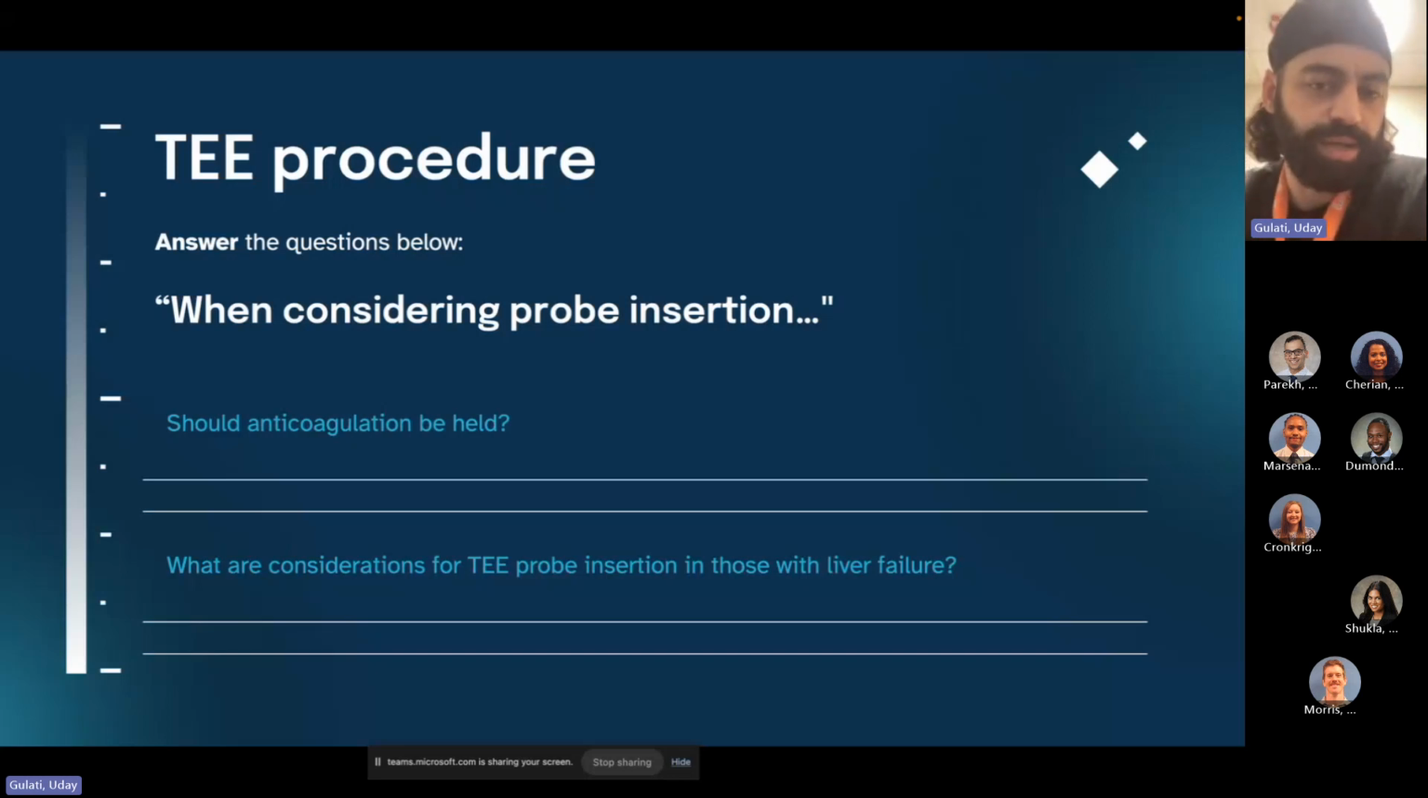What about the one with varices, right? That patient comes in with liver failure. This is where I think it's good to get the gastroenterologist there with you to talk to them about it and then make a risk-benefit discussion. And usually what will happen is the GI doc will ask you, how necessary is this procedure? How much is it going to actually affect your management? And then if it's absolutely necessary, maybe they'll consider doing an EGD before you put that TEE probe in so they can get a proper look.